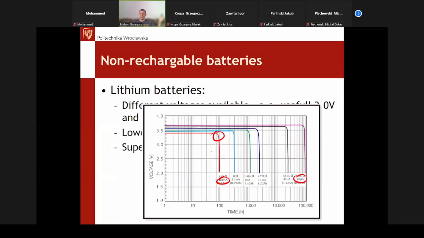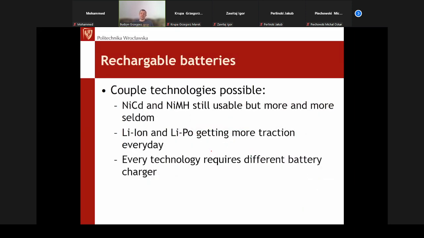A couple of years ago, a normal good alkaline battery cost about 10 zloty, and the lithium was about 100 or more than 100. Today it's much more comparable, although still zinc carbon are dirt cheap. The alkaline are maybe not dirt cheap, but they are cheap. In case of lithium, unfortunately, it's not so. So it still costs a bit.